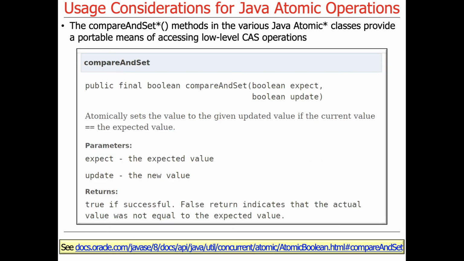We also talked about the fact that these various Java atomic classes have so-called compare and set methods. These provide a portable means to access the lower level compare and swap operations. So again, things like the unsafe compare and swap long or the Java VarHandle stuff, those would be examples of methods that get applied here.